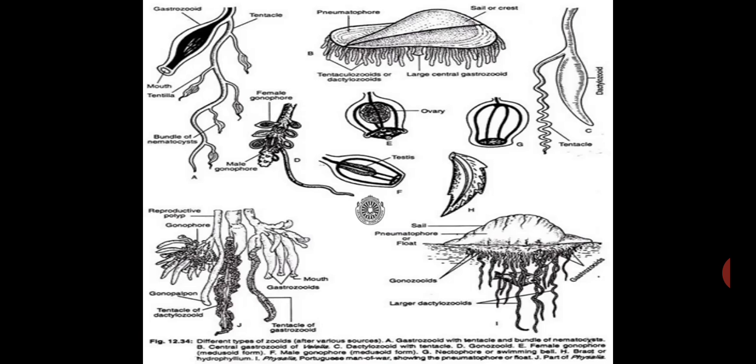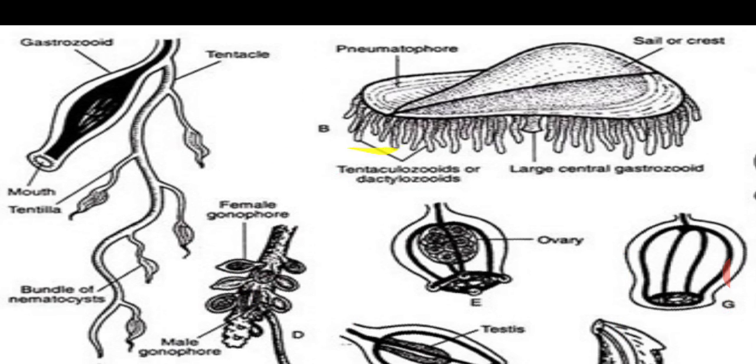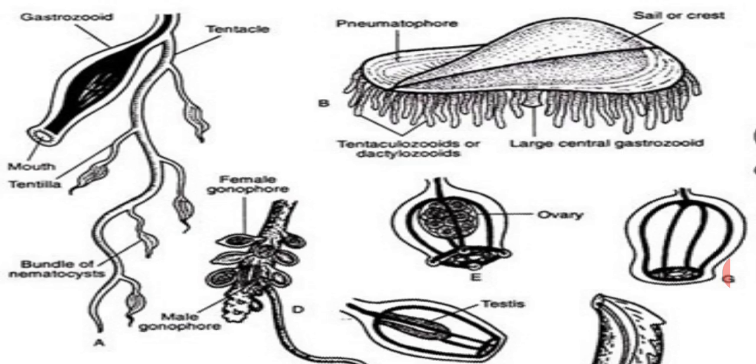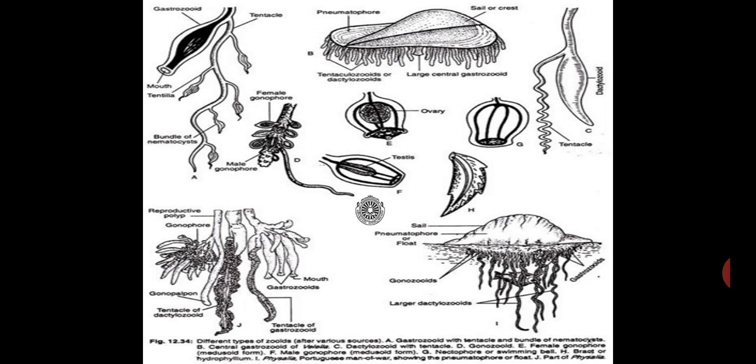So this is the slide showing you the details of polymorphism in different members of Siphonophora. As you observe here, this is the Halistemma diagram, showing part of the Halistemma colony, where you see a gastrozoid, and then there will be the presence of tentacles, bundles of nematocysts, and other individuals too.